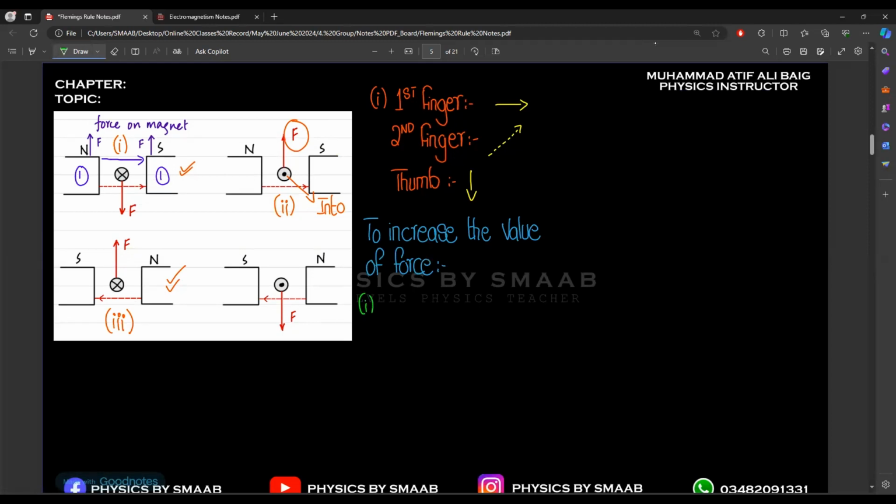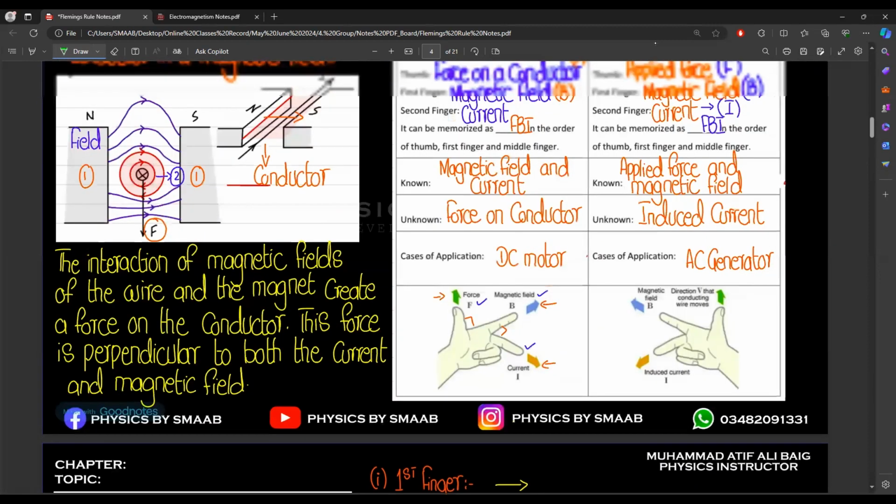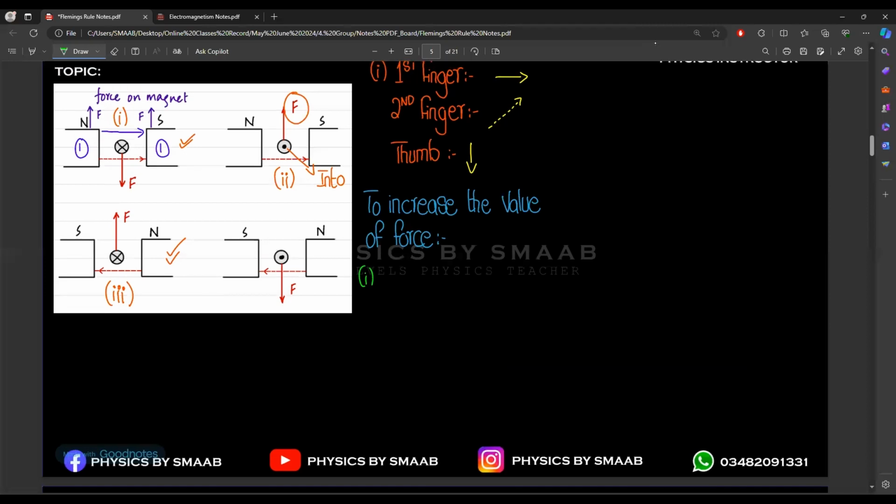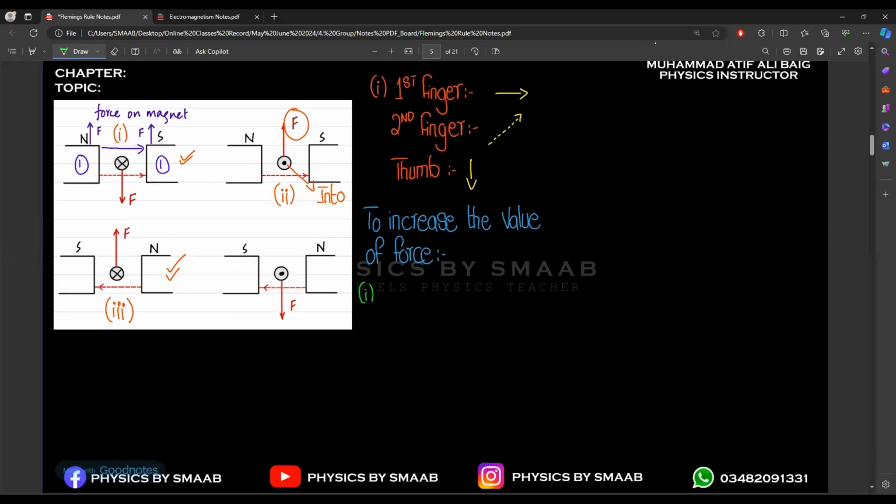If you want to increase the force according to the left hand rule, you know that magnetic field and current are known quantities. So it means you can change the magnetic field or you can change the value of electric current. So that will also affect the final force. So according to this idea, we can say, just like you mentioned, use a stronger magnetic field. And that stronger magnetic field can be generated by using a stronger magnet.